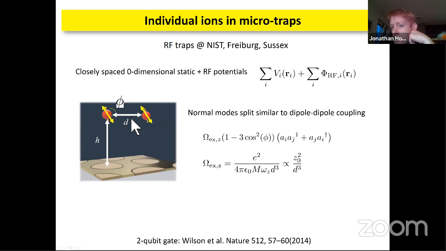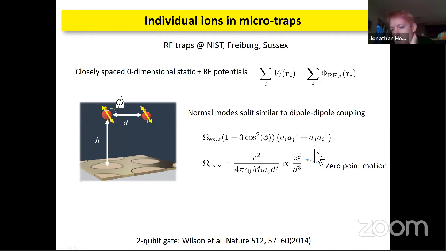So you might like to make this distance small, but unfortunately, in order to make this distance small, you have to make this height small. And that's a problem because there's noise coming from the surface that scales dramatically with height. So this has been done in various groups. In fact, NIST have done a 2-qubit gate between ions in 2 microtraps. So this was a very landmark result of that sort. But still, this is a very challenging thing to operate because you've got these two microscopic potentials you'd like to put close to each other. And it's in fact very hard to get this distance small enough to get significant interactions. So that's been a big challenge.